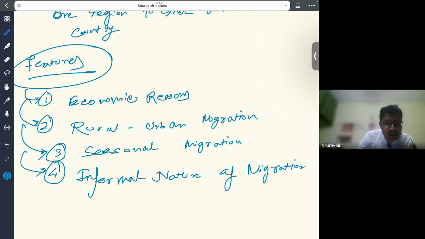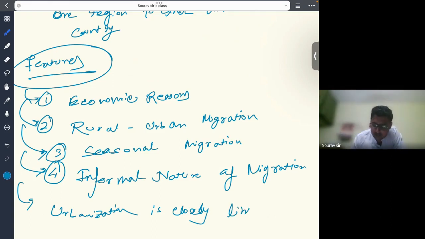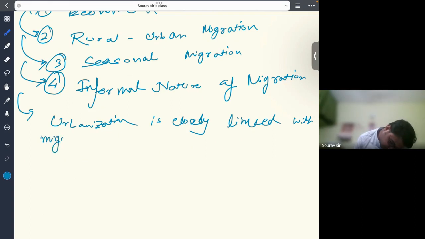And urbanization is closely linked with migration. Urbanization is the process of people moving from rural to urban cities, leading to the growth and expansion of cities. Migration contributes to urbanization by increasing the urban population and changing the demographic profile of the country. So this is the explanation of the second part of the question, how urbanization is linked.